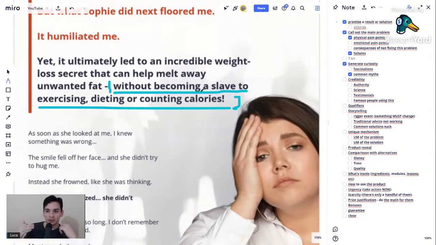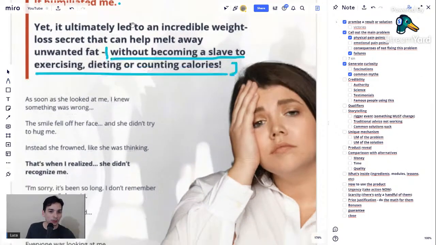So if you are constantly building up that narrative that your solution is better than the common myths or the common solution, it's going to be great for your sales letter. So we had becoming a slave or counting calories, which is something that most people don't want to do.